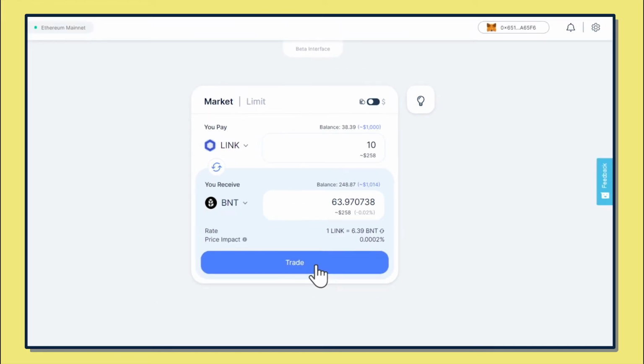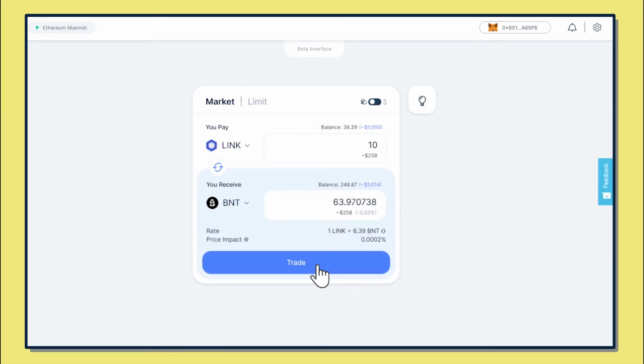But what if I want to sell or buy a link at a specific price? This is possible with a limit order. I buy or sell at a price that I have set in advance. Why would you do that? Well, let's say you want to sell your link tokens at a certain price, for example this one. Then the limit order is a good idea.